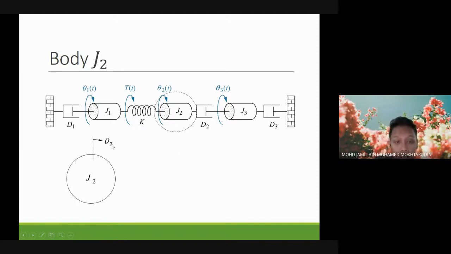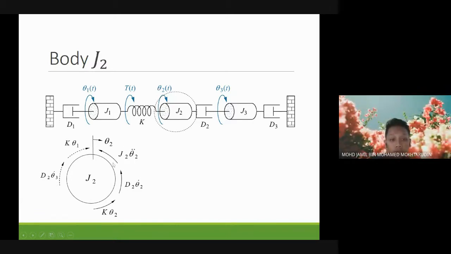Okay, so similar to J1, the direction of theta 2 is clockwise. And on J2, we have spring and damper D2 connected with J2. So we have J2 theta 2 double dot, which is the inertia. And then D2 theta 2 dot from the damper, and spring K theta 2. And then the spring is connected with J1, and D2, the damper, is connected with J3. So we have two forces acting clockwise, the effect from theta 1 and theta 3. So D2 theta 3 dot, because the damper is connected with J3, and K theta 1 because the spring is also connected with J1.